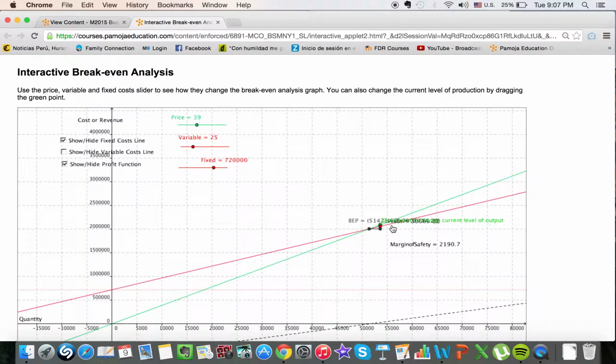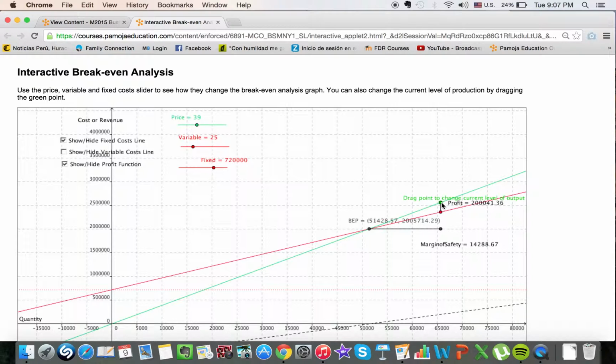But then if I produce at a point which is greater than my break-even point, I will definitely have some profit. This is because the total revenue curve at this point lies above the total cost curve. This can be seen because the green point is above the red point. This is what firms should aim for. Firms should aim to produce beyond their break-even point.